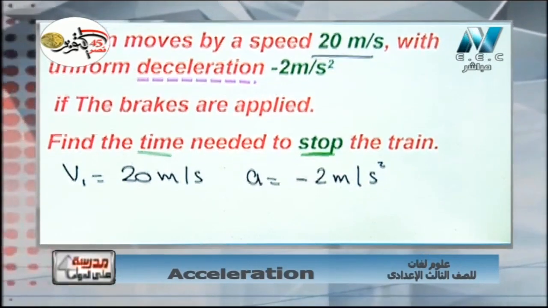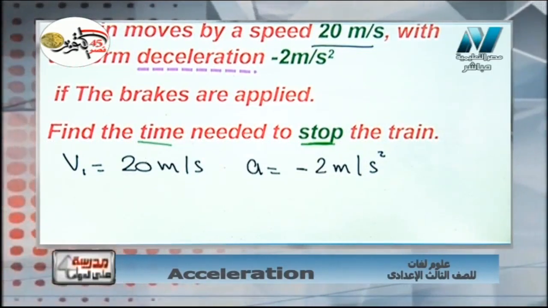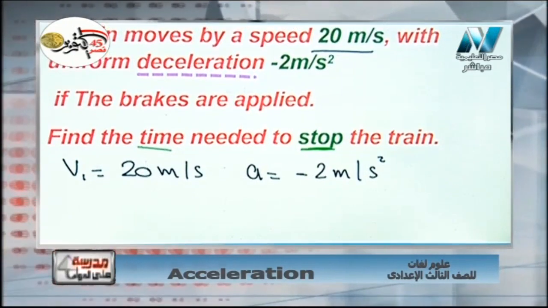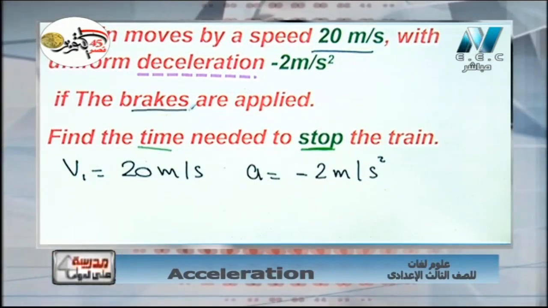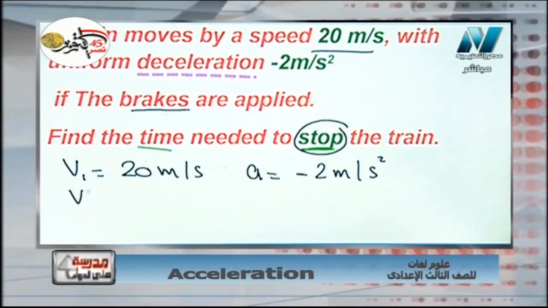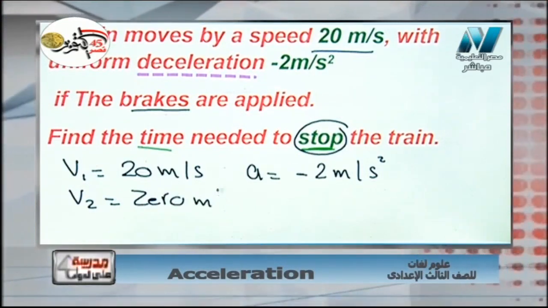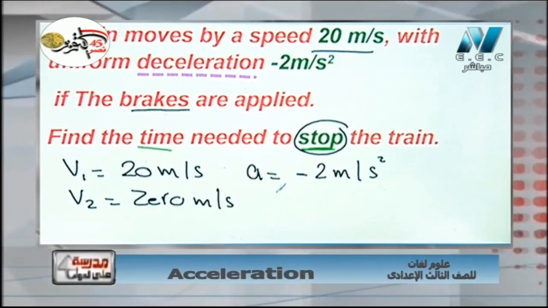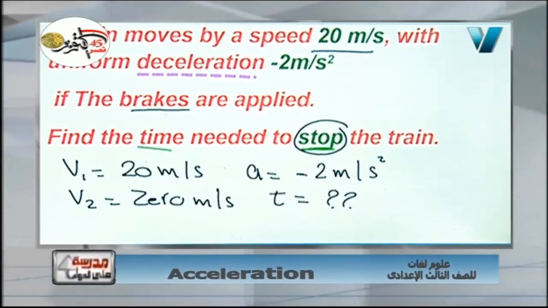Okay, and we have time. No, we don't have time. What do we have? We have the brakes, to stop. So we have V2 equals 0 meters per second, and we try to find the time. Here we have a question mark.